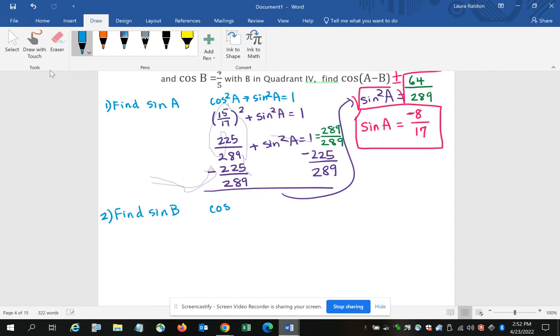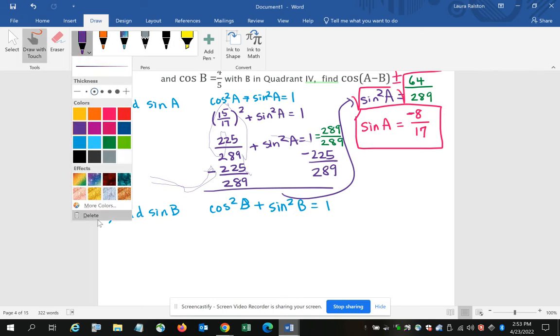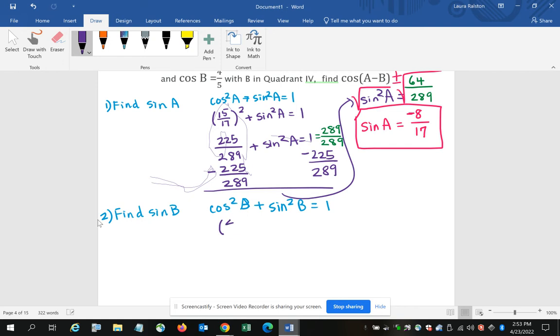Again, using the Pythagorean identity, cosine squared B plus sine squared B is 1. We're told that cosine of B is 4/5. So I have 4/5 squared plus sine squared B equals 1. 4 squared is 16. 5 squared is 25. Plus sine squared B equals 1. Subtract 16/25 from either side.